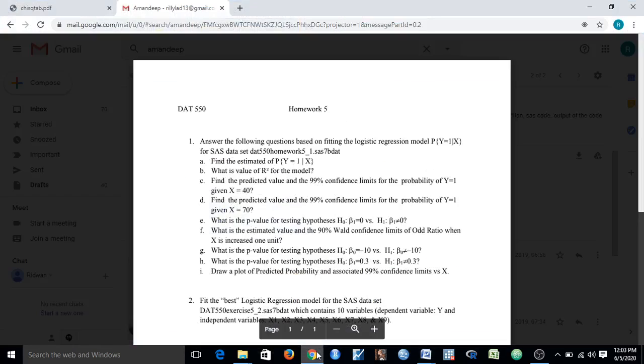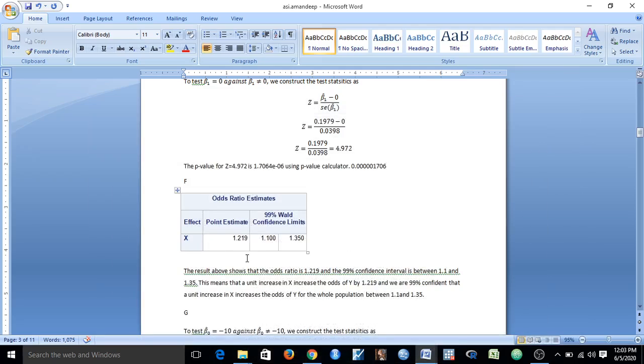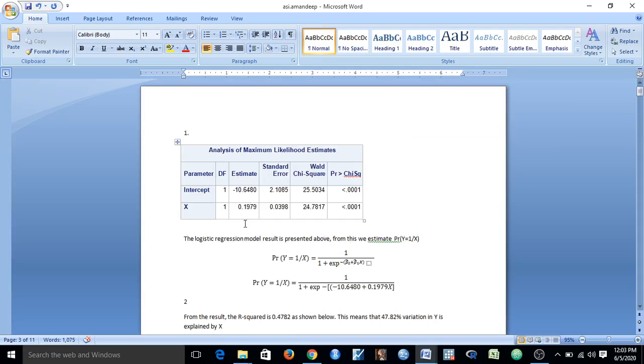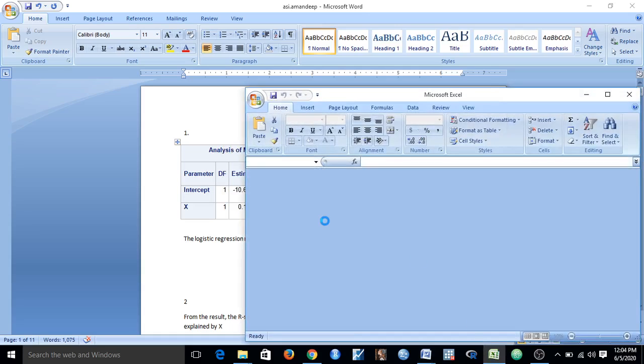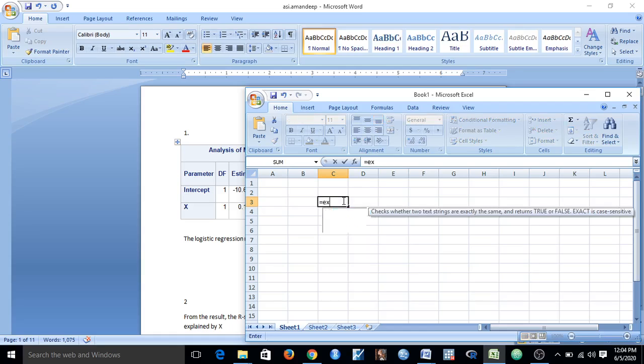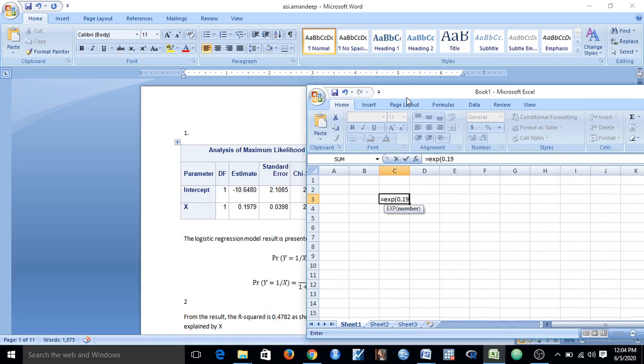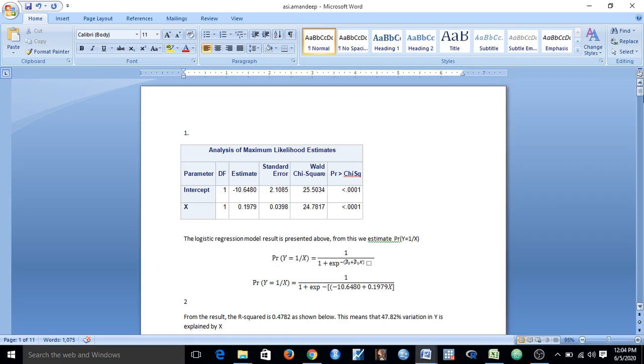Then the next question states, what is the estimated value and 90% confidence limit of the odds ratio when x is increased by 1 unit. So the result shows that this is gotten from Stata. And another way is that apart from getting it from Stata, you can actually say exponential of this. It will give you the odds ratio. Let me demonstrate it for you in Excel. So we have exponential of what? Of 0.197979. So that's 1.2188841. So let's compare.